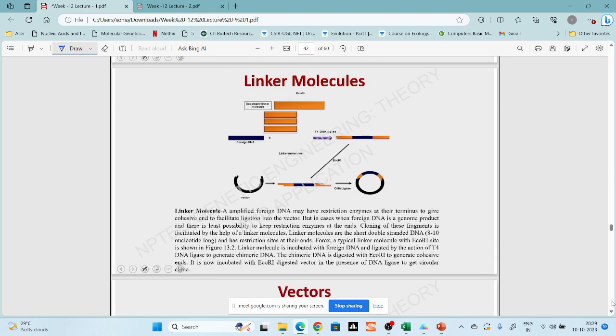Then we have linker molecules. So what are linker molecules? Suppose your restriction enzyme is not able to create sticky ends, then you can use linker adapters or homopolymer tailing to generate sticky ends.